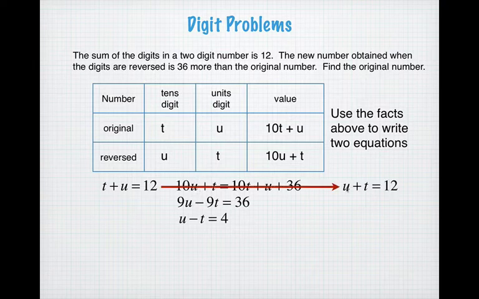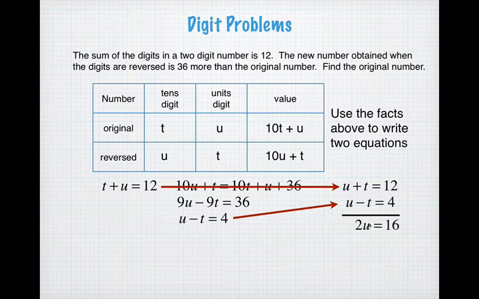I'm going to move this over here. U plus T equals 12. I just reversed the U and the T. I'm going to move this up right next to it. And look, I've got a natural elimination. Really easy. So I get 2U equals 16. And if I solve, I have U equals 8.